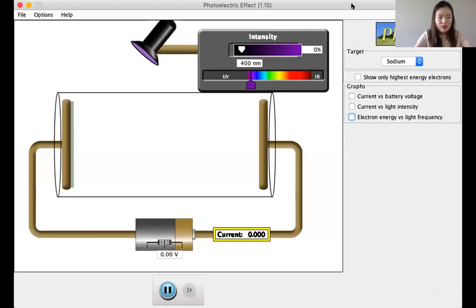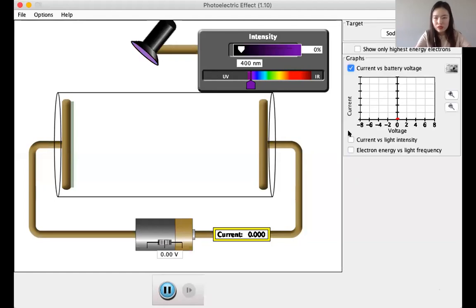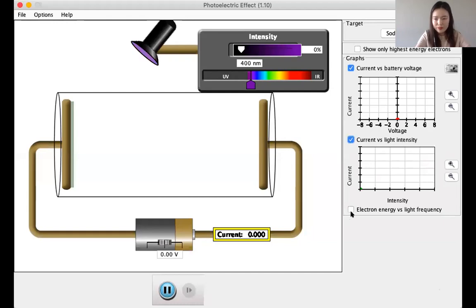As shown here in this simulation, there are four factors we can manipulate: the intensity of the light, the color or the frequency of the light, the battery voltage, and the material of the target. We can manipulate any of them and show students the impact on the photocurrent. And we can also plot several relationships in the experimental data, like here.